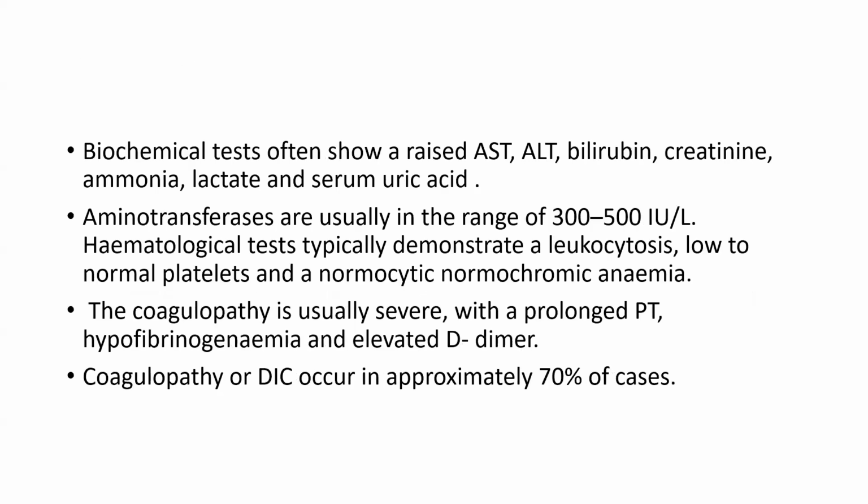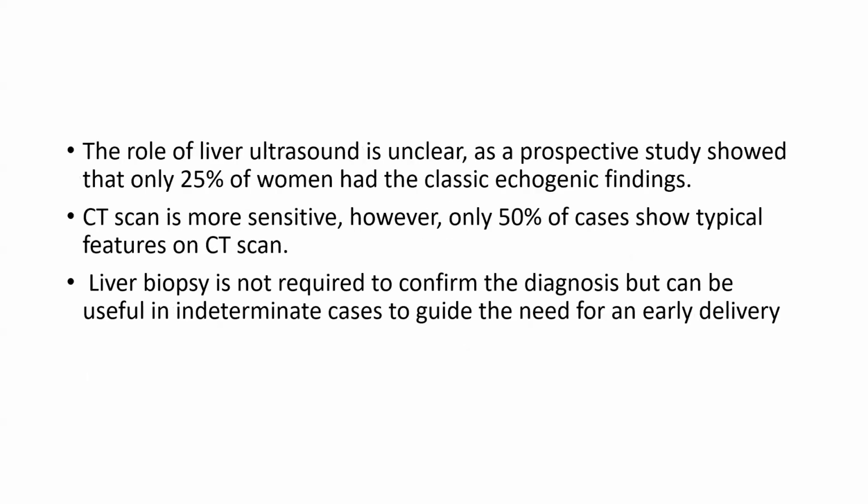Biochemical tests also show raised AST, ALT, bilirubin, creatinine, ammonia, lactate, and serum uric acid. Aminotransferases are usually in the range of 300 to 500 international units per liter. Hematological tests typically demonstrate leukocytosis, low to normal platelets, and normocytic normochromic anemia. The coagulopathy is usually severe, with prolonged prothrombin time, hypofibrinogenemia, and elevated D-dimer. Coagulopathy or DIC occurs in approximately 70% of cases.